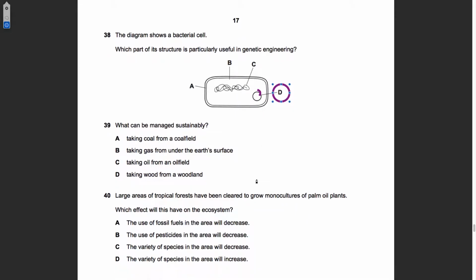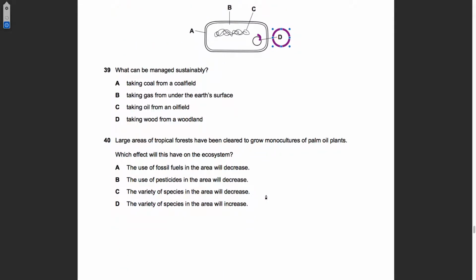Last 2 questions, we're nearly there. What can be managed sustainably? Taking coal from a coal field, taking gas from under the Earth's surface, fracking, taking oil from an oil field, taking wood from a woodland. Now, sustainability means we can try and replenish or replace what we're using and try and keep it at an even keel so we don't run out of something.